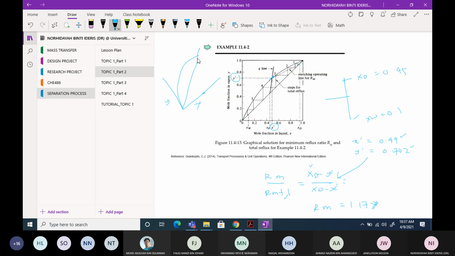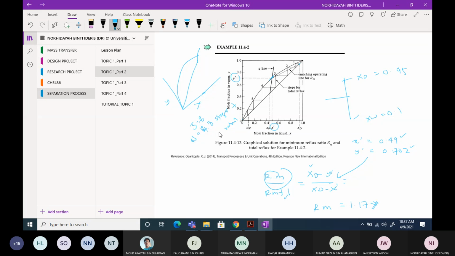With this, you calculate the number of stages required. If you look at this graph, the total will give you 5.8, which means 4.8 stages plus the reboiler. So that's the case of R minimum and also N minimum.